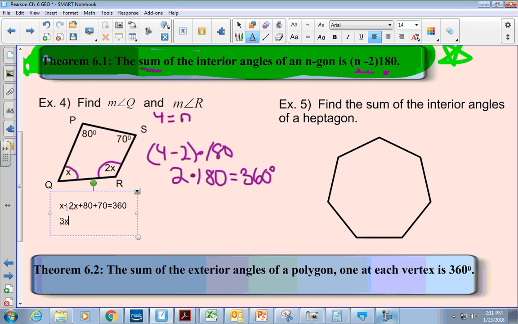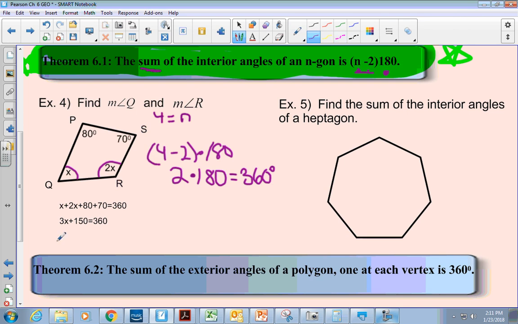So that means 2x plus 1x is 3x. 80 and 70, well, I know 8 and 7 is 15, so 80 and 70 have to be 150. Then I'm going to subtract 150 from both sides. So 3x is equal to 210. Oh, I know this one without even a calculator. This is awesome. Divide both sides by 3.